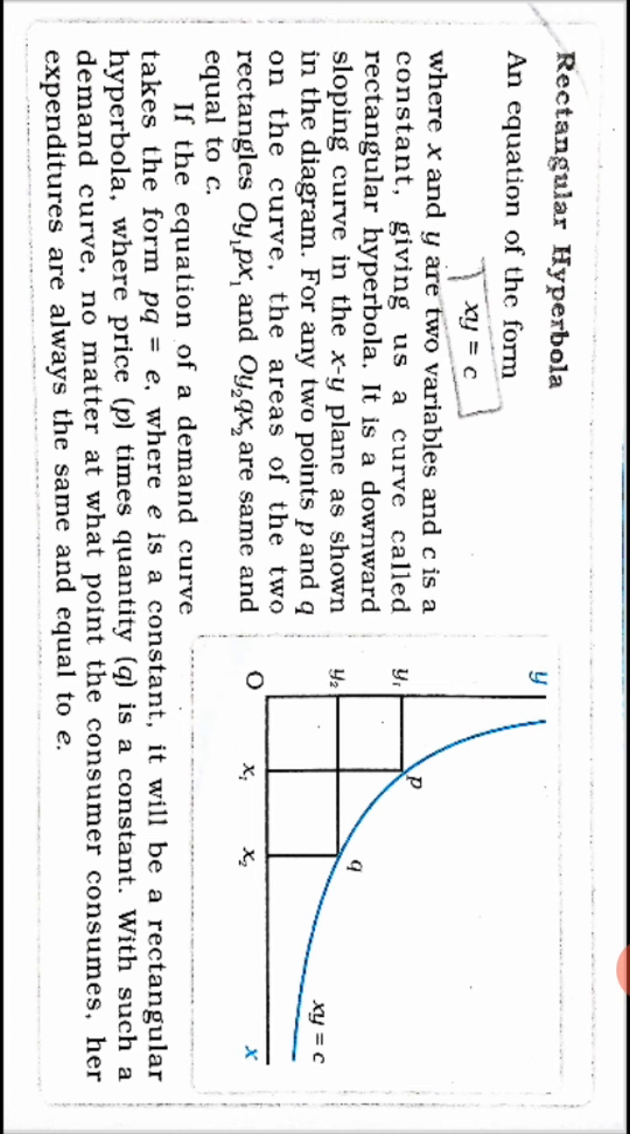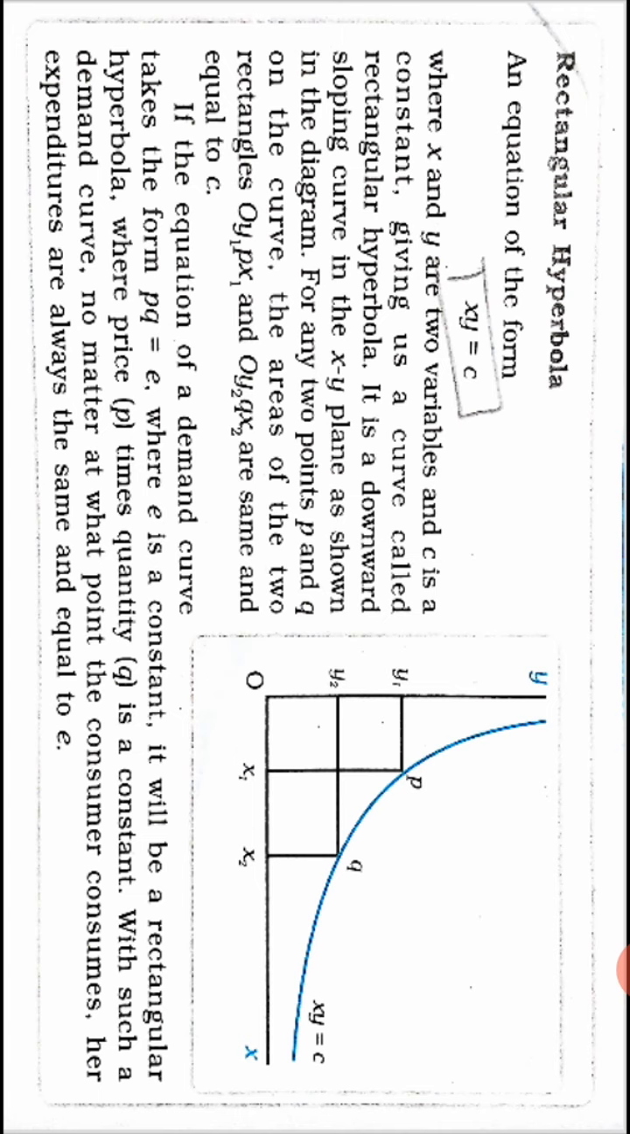So x and y are the two variables, and you can take them as two commodities, giving us the curve called rectangular hyperbola. When we use c as a constant, we get this shape of curve, which we call a rectangular hyperbola. It is a downward sloping curve in the xy plane as shown in the diagram. From the y axis it will start and it will end at the x axis.